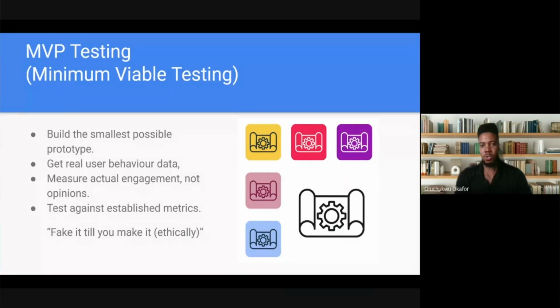And then you test against your hypothesis. The earlier hypothesis you came up with in the previous stage, you test against established metrics to see if your hypothesis is correct. If your hypothesis is correct, then you move on and keep iterating. If it's not correct, don't be afraid to start again, because you don't want to waste time working on something that people don't want to use. Because at the end of the day, it's not about how good you think the product is, it's how good people think it is.